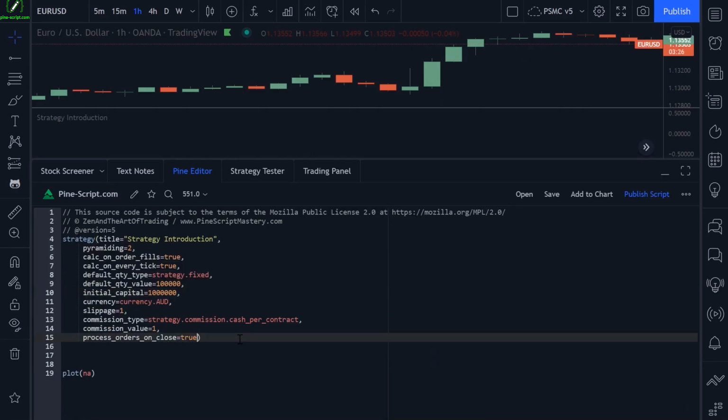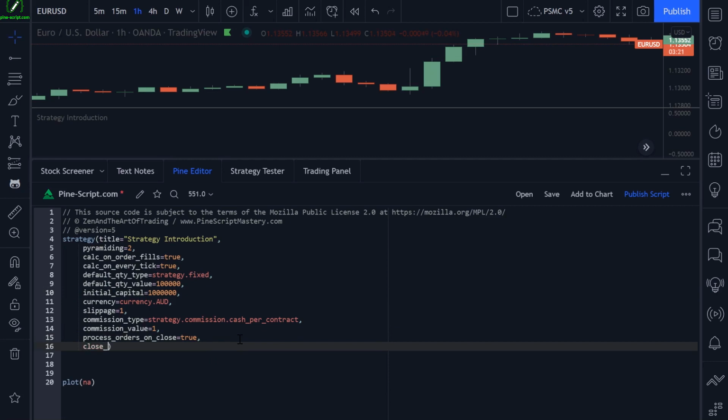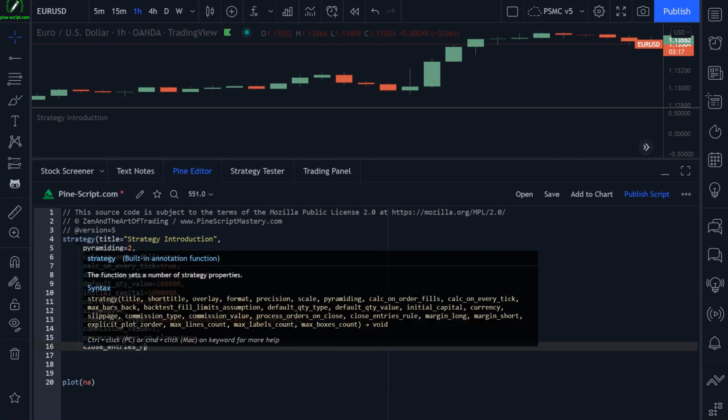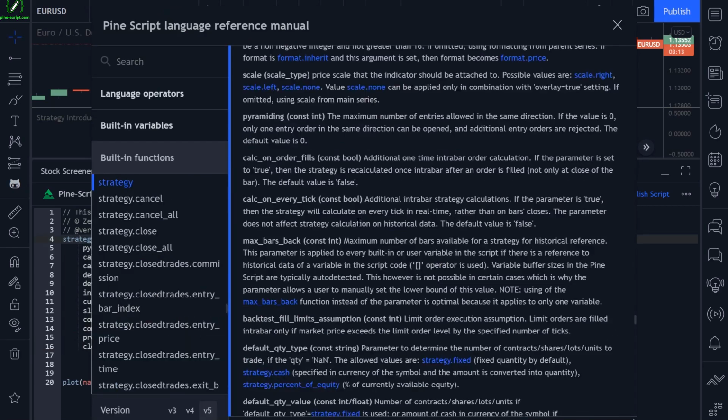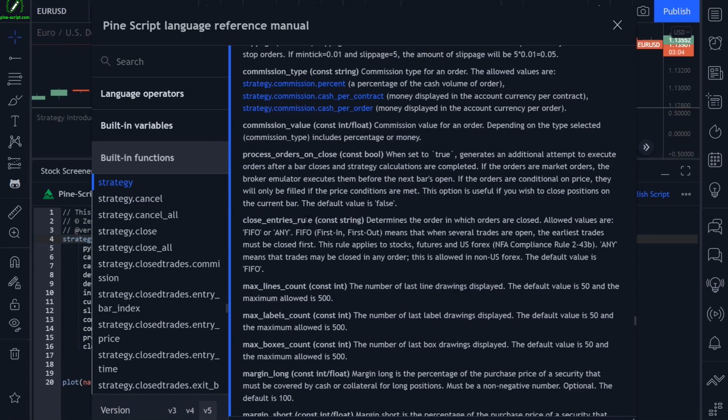No idea what that is. Never heard of that before, to be honest with you. Close entries rule. Let's see what that does. Open up the documentation. This changes how the script closes our orders in terms of the order of the orders.